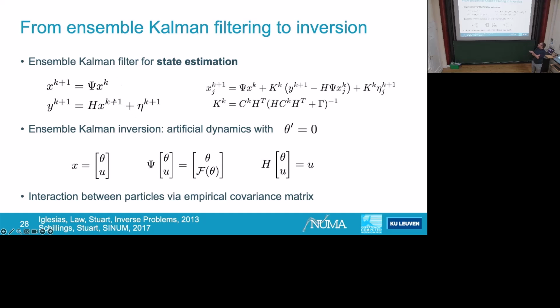So you have a state. The model tells you how the state will evolve to the next state. And then you have an observation. The state gets observed. That's your data then. And there is some noise in the observation. What you basically have is you only have the observations and you want to reconstruct the state. That's how an ensemble Kalman filter works.